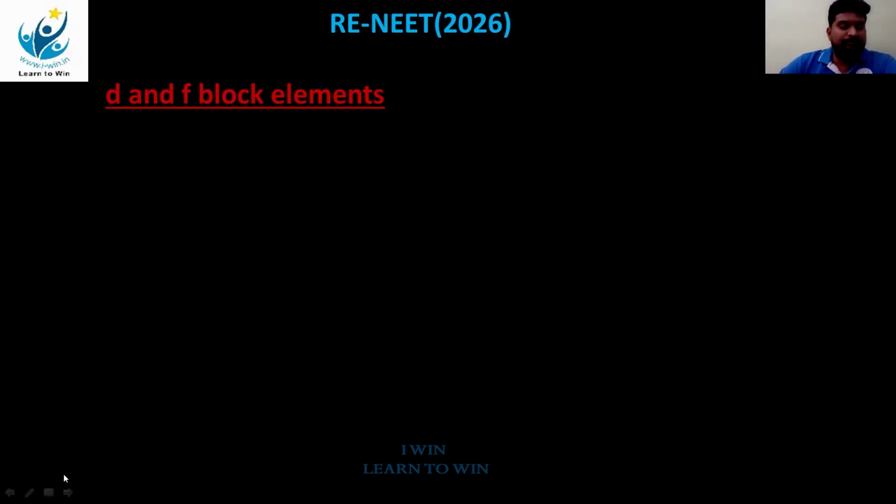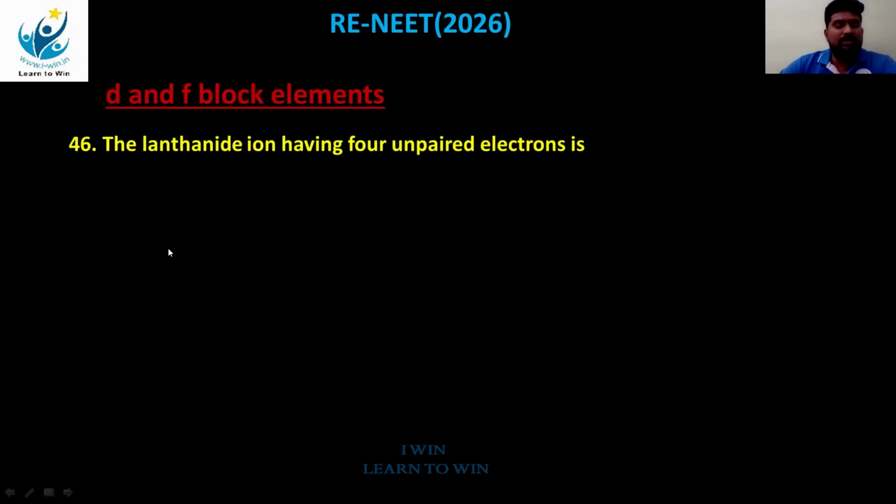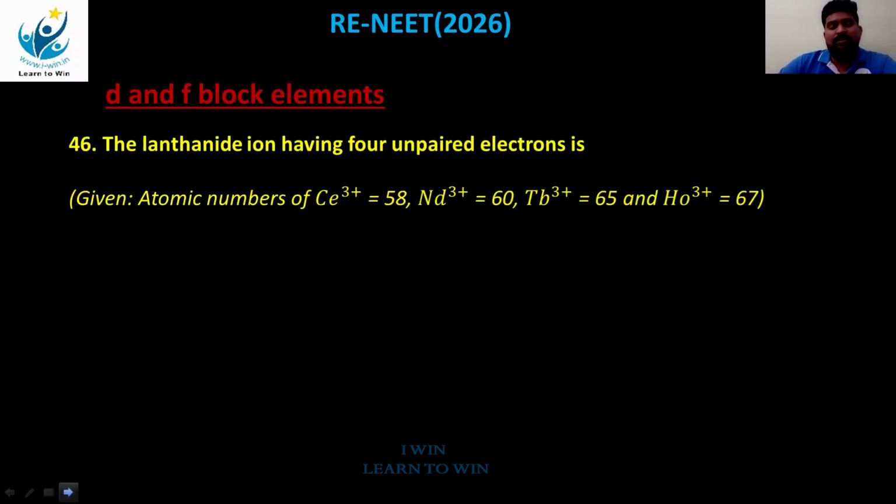So the first question is coming from the chapter of d and f block elements. If you read the question, the lanthanide ion having 4 unpaired electrons is. Now this is asking which of the particular options will have the 4 unpaired electrons. They have also mentioned the atomic numbers of the lanthanides in the given options. Option 1 is Tb3+, option 2 is Ho3+, option 3 is Nd3+, and option 4 is Ce3+.